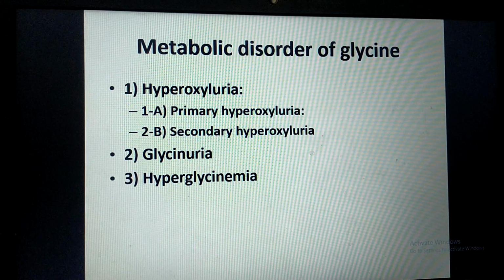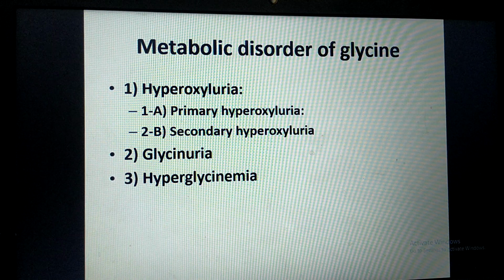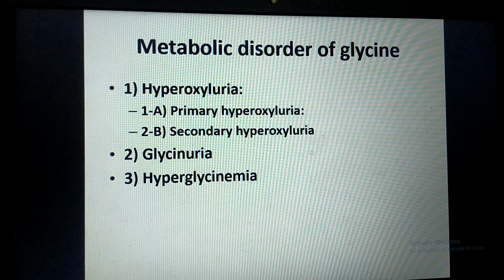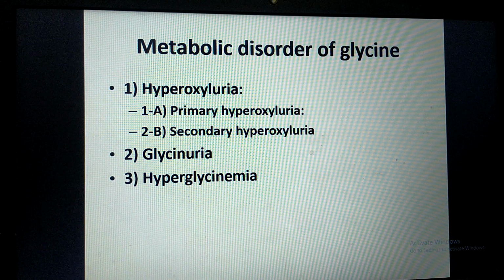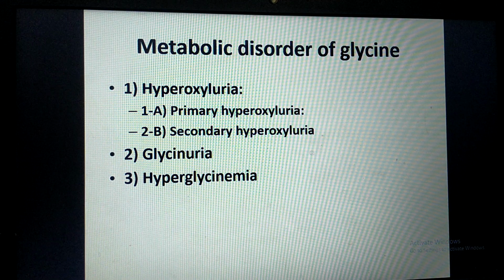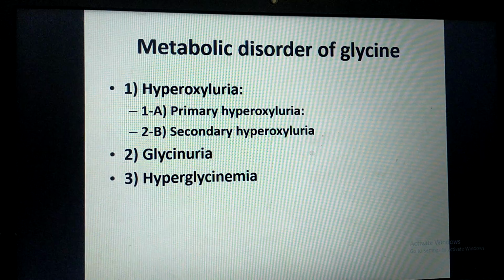Now we have studied glycine synthesis as well as catabolism of glycine. Now we will see metabolic disorders of glycine. Three disorders of glycine metabolism are seen. First is hyperoxaluria, then glycinuria and hyperglycinemia. We will study one by one.